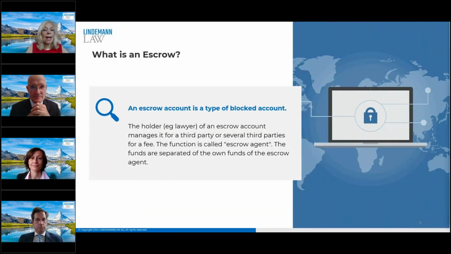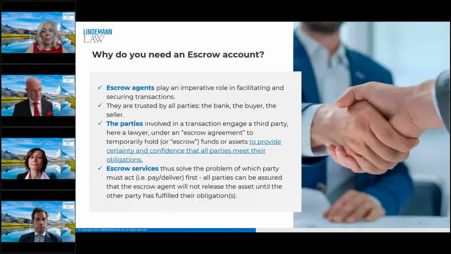Hello everyone, and let's demystify what an escrow account is. An escrow account, as you can see on your slide, is a type of blocked account which is established and managed by a third party, normally a lawyer, for buyers and sellers in order to facilitate the deal. The function of the lawyer in this case is called escrow agent, and the funds on the account are of course separated from the escrow agent's own funds. These are not the funds of the lawyer, they belong to the seller or the buyer.